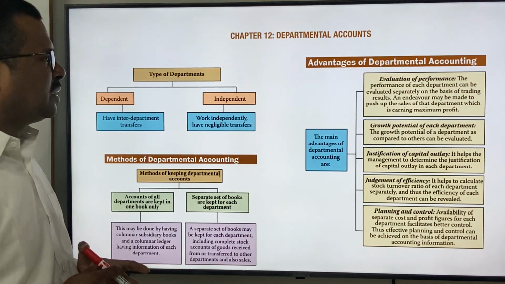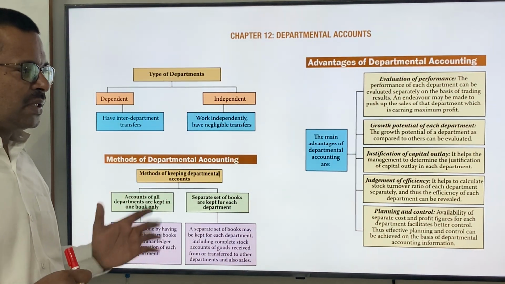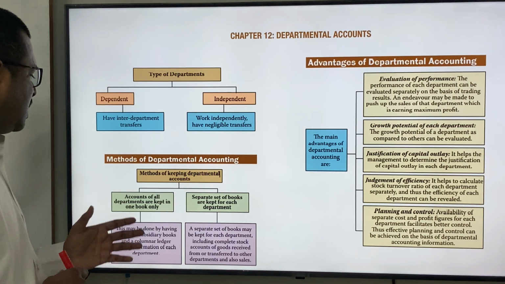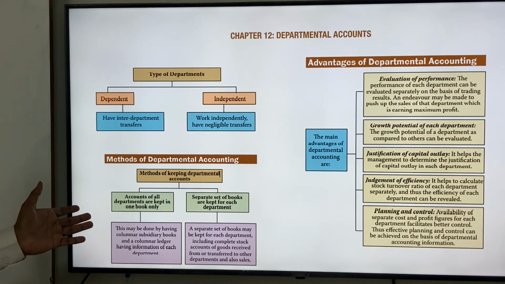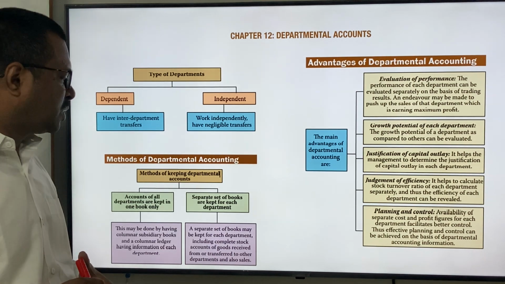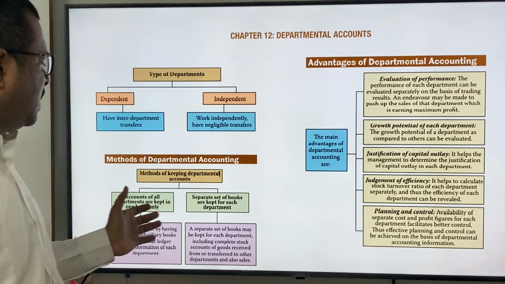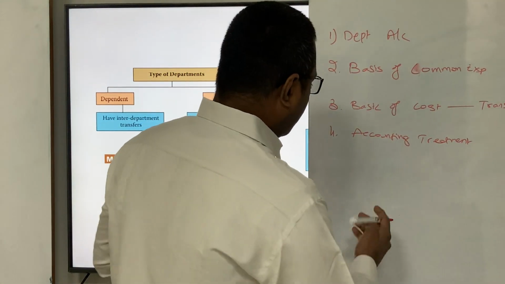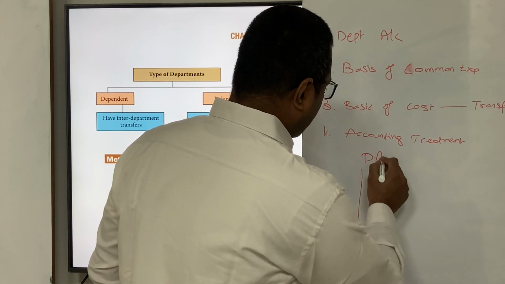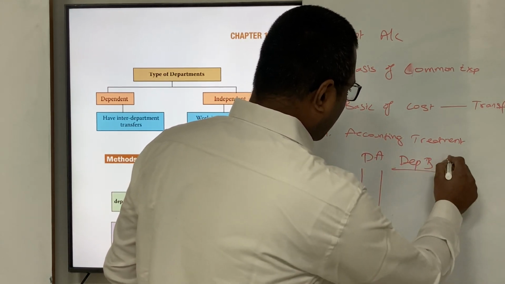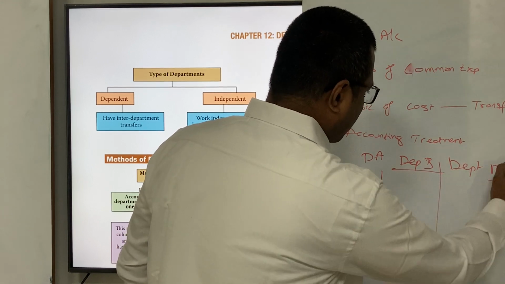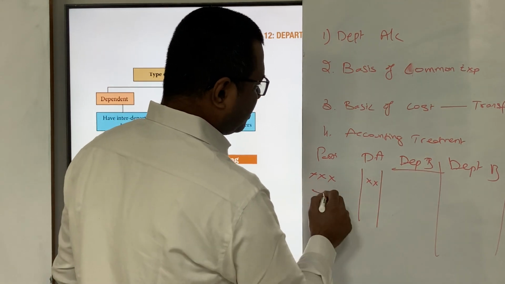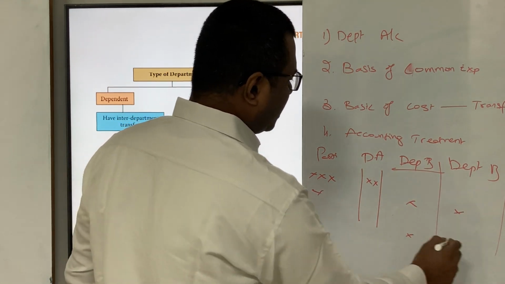Now, let us understand what the methods of departmental accounting are. There are two methods of accounting. One is that accounts of all departments are kept in one book only, and another one is that a separate set of books is kept for each department. How the accounts for all departments are maintained in one book is that they can be maintained on a columnar basis. Department A, Department B, Department C, like this, and here particulars and expense amount, like this they can maintain.